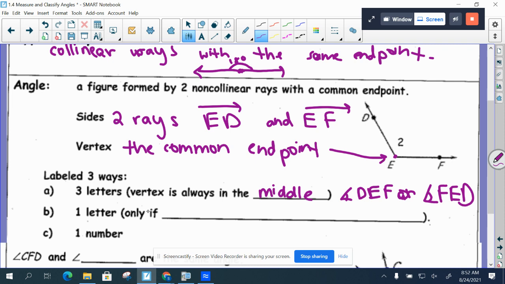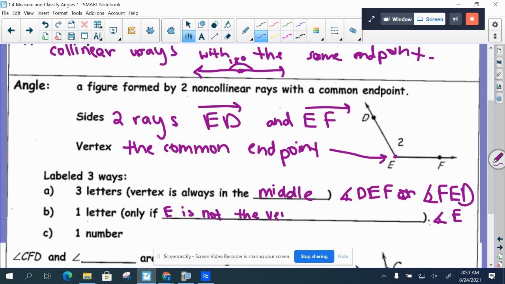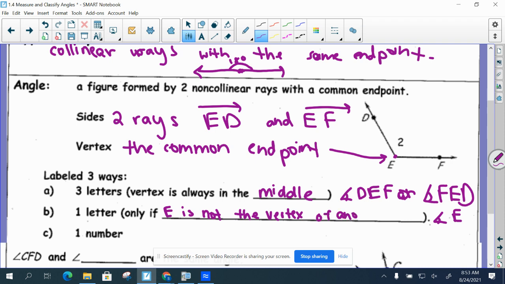The other way you can name it is with one letter. So I could say just angle E. But I can only do that if E is not the vertex of another angle.